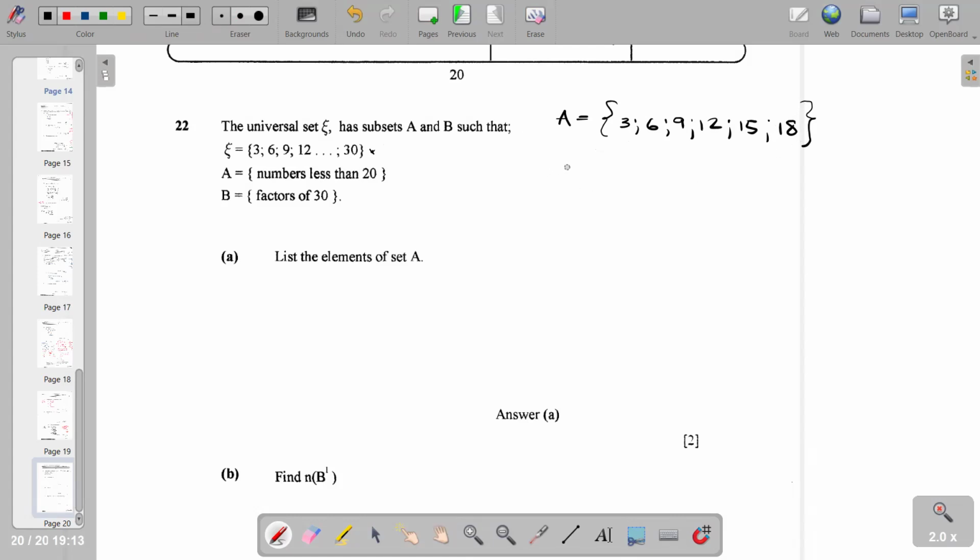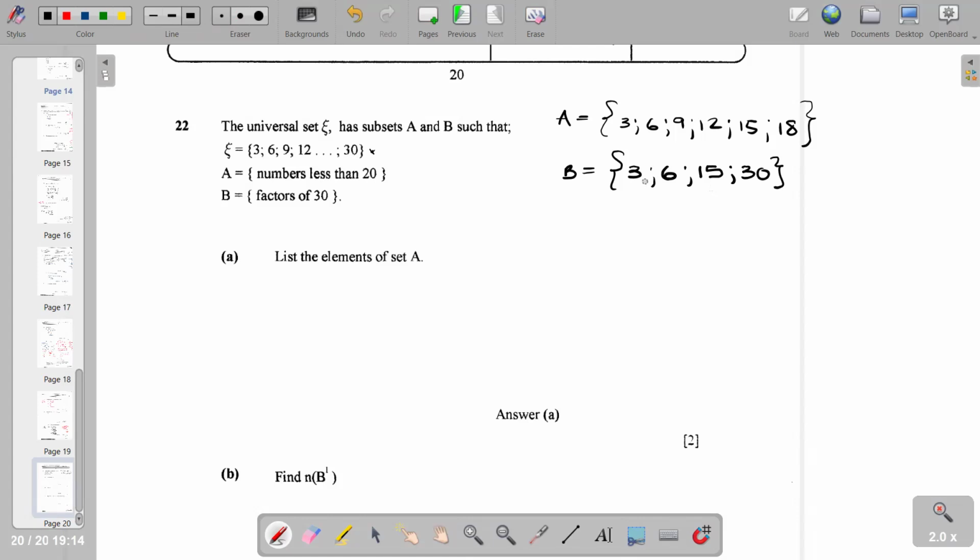Then B, these are factors of 30. So set B, factors of 30, we have to list them. It means it's 3, 6, then we have 15. Take note, the factors of 30 that are being listed are supposed to be part of the mother set. So 3, 6, 15, then 30.